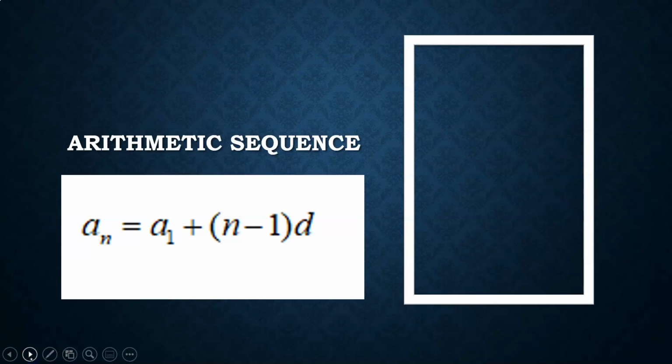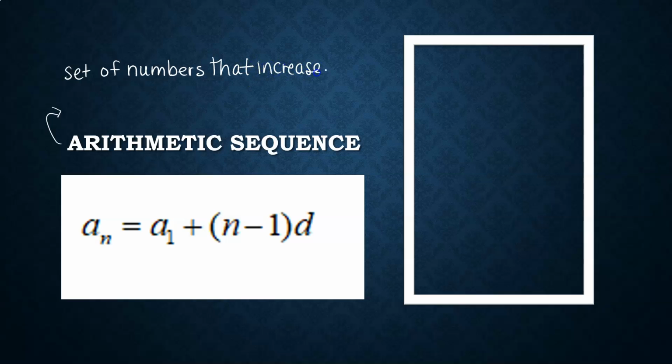There's one more thing. This is an arithmetic sequence. An arithmetic sequence is a set of numbers that increases or decreases by a constant rate. This is key. If the rate that it increases by is not constant, it's not arithmetic.